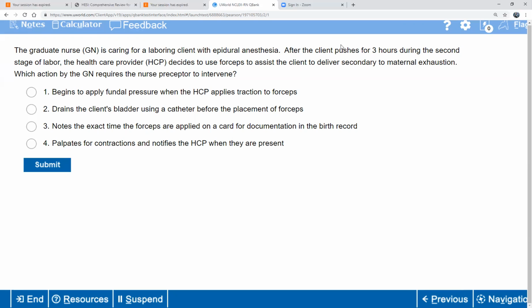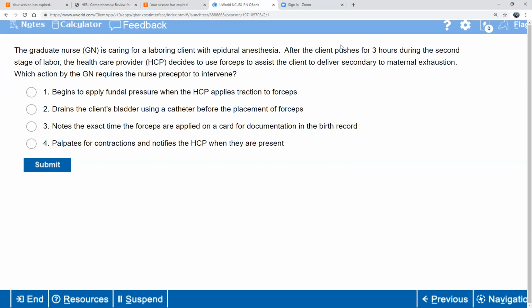So why would you drain the bladder? What is the rationale? Well, what happens when the bladder gets full? Okay. What happens? Put pressure. It's going to expand, right? Yes. It's kind of like a balloon.